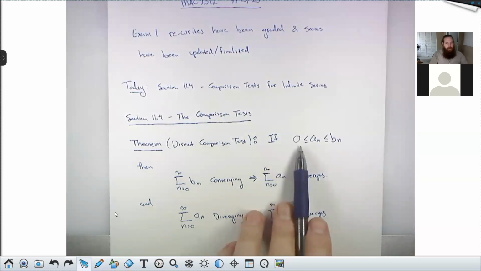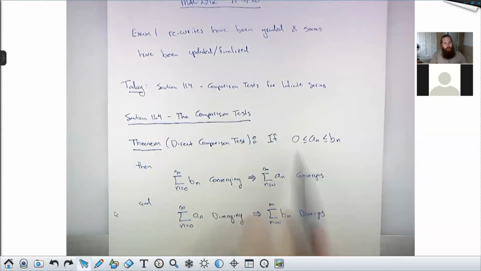The positivity here is important. Don't forget that. We can only apply this test to series where all the terms are positive. So if your series is not made up of exclusively positive terms, then you can't do this at all.